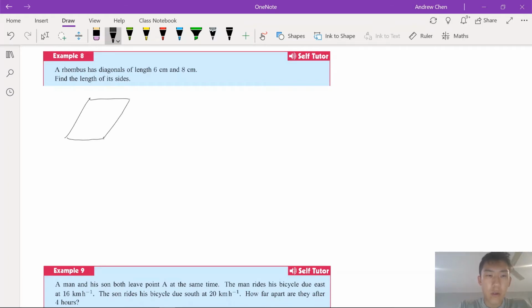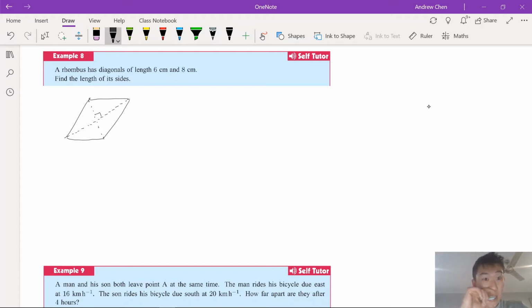So a rhombus is basically a parallelogram, but all the sides are equal in length. A special property about a rhombus is the fact that it's also a kite. The diagonals will bisect each other at right angles. Make sure you read your lesson notes. That means the diagonals are going to cut each other in half and they're going to meet at 90 degrees.